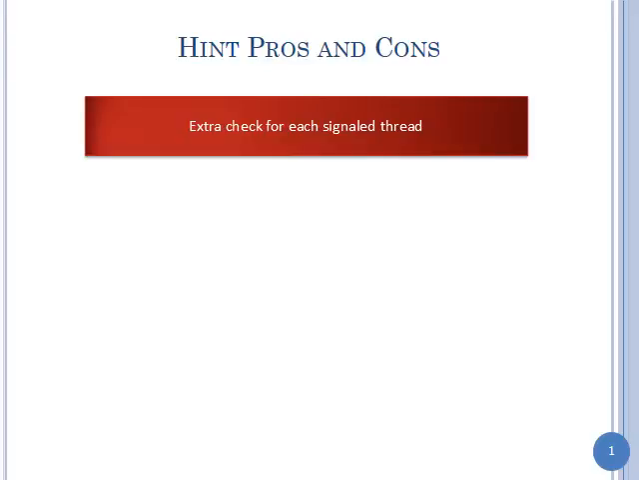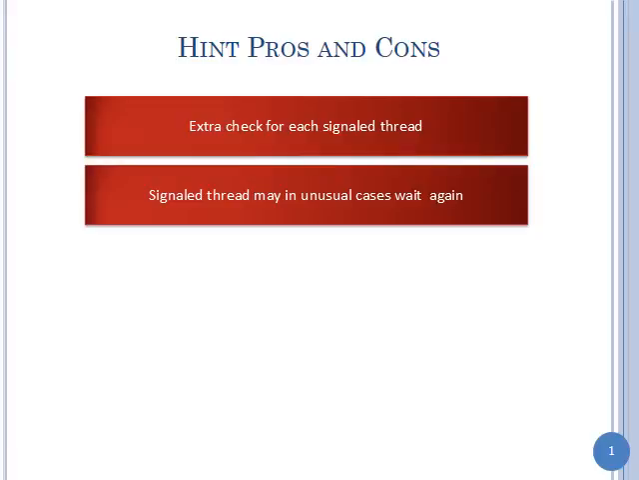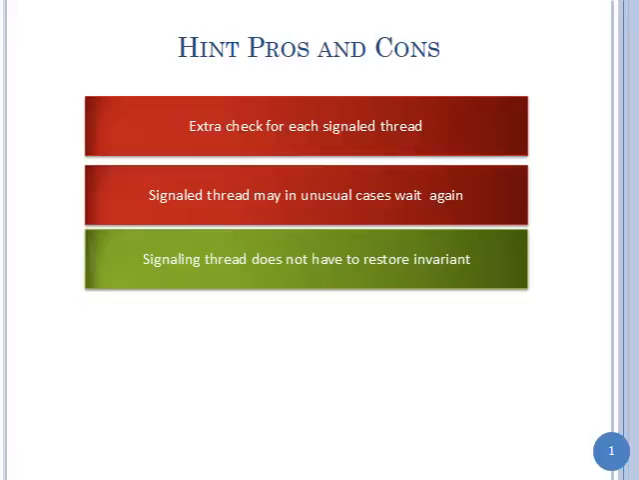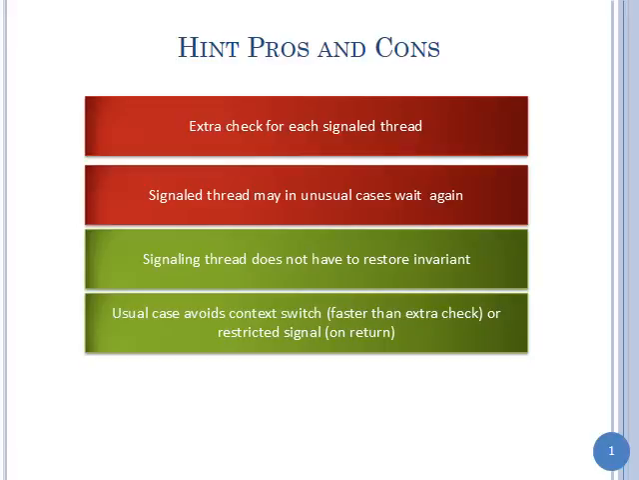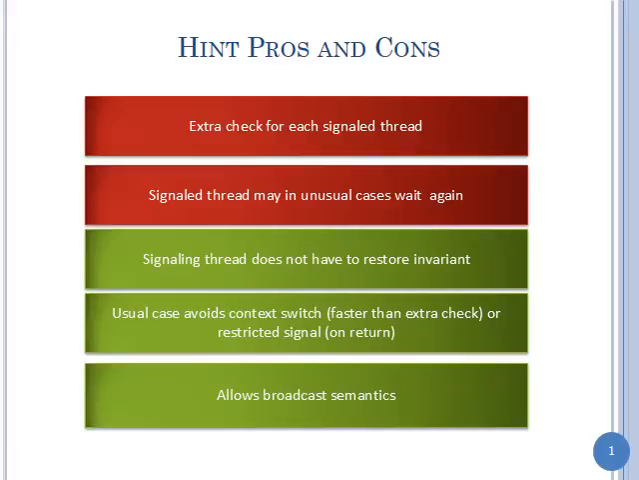So again, these are the hint pros and cons in the context of monitors: you have an extra check for each signal thread. The signaled thread may, in unusual cases, wait again. But the signaling thread does not have to restore the invariant, and the usual case avoids a context switch. It allows broadcast semantics.